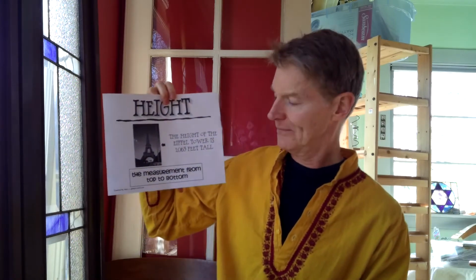Now, in the linear measurement that we're looking at and working with today, very often the 3 types of measurement in linear measurement are length, as I said, how long something is, width, how wide something is, the distance across from side to side, or height. Height is the measurement from top to bottom.